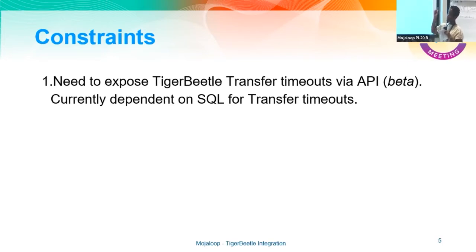But the first bit of development work that we need to see completed is having the API calls available for transfer timeouts being handled fully by TigerBeetle. So today, as it stands with the demo, we still are depending on SQL to handle our transfer timeouts. So that's one crucial dependency, which we've worked around for the purpose of this demo.